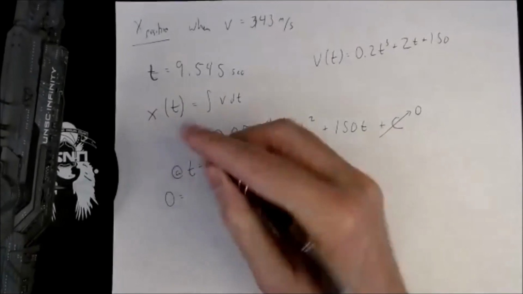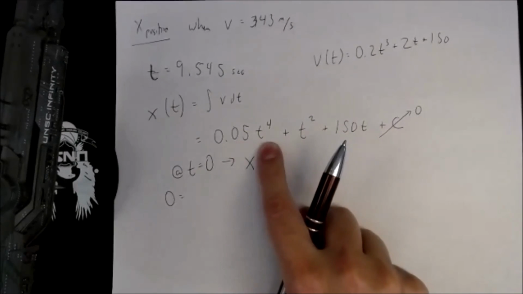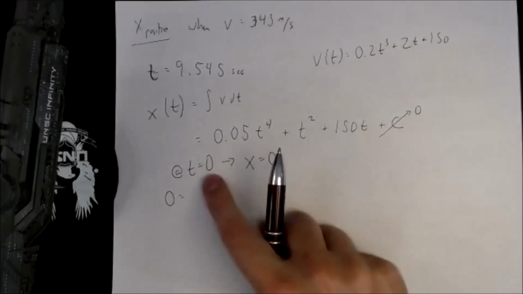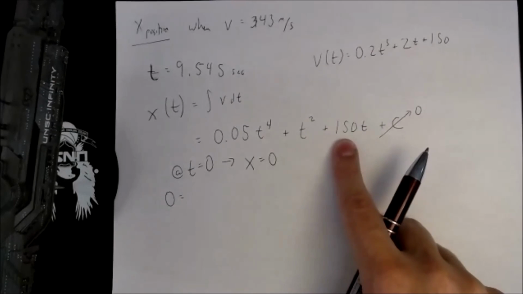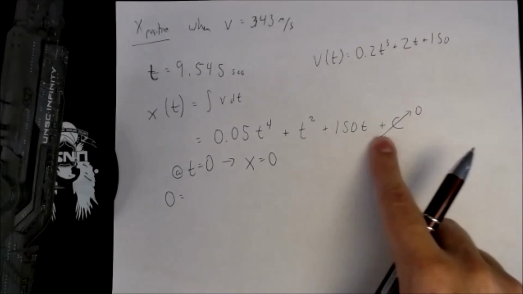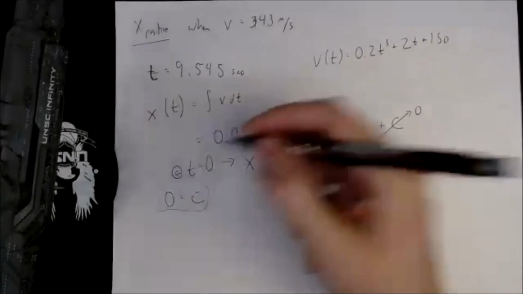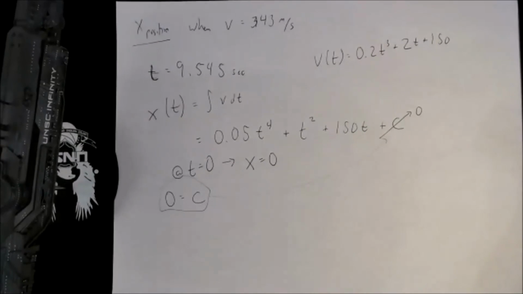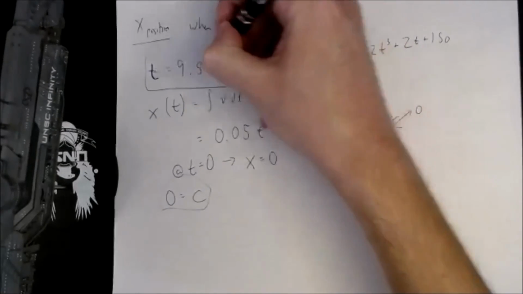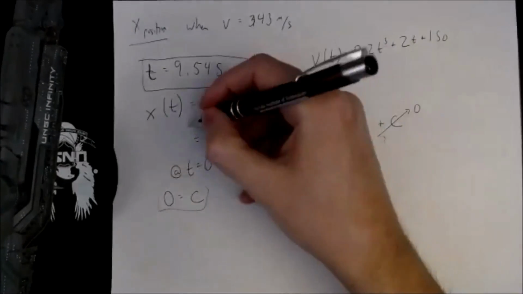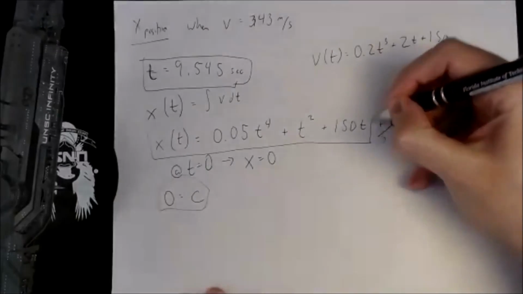So therefore 0, because we're claiming x equals 0, is equal to 0.05 times 0, because 0 to the 4th power is 0, plus 0 squared, which is 0, plus 150 times 0, which is 0, plus c. That all had to equal 0. And therefore c is equal to 0, and therefore we can just cross it out. So all I've done right now is said, let's find the time, and let's find this x of t equation right there.